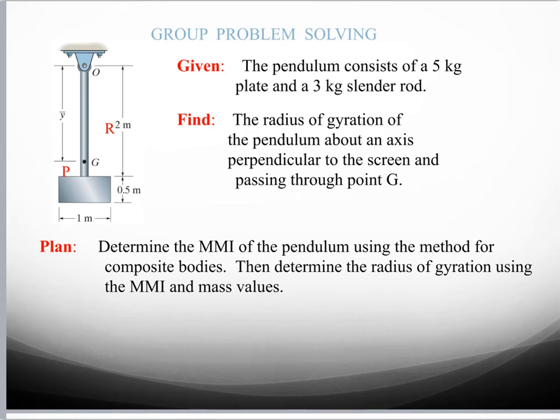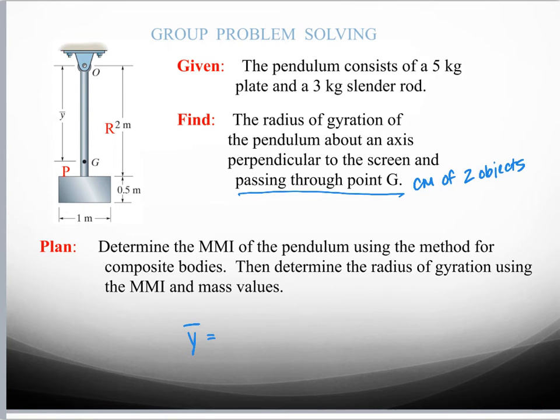And now we're going to do one more, and this one's a little bit more difficult, because notice that we're looking for the moment of inertia for an axis that's perpendicular to the screen and passing through point G. Point G is the center of mass of the two objects together. So we need to find out what y bar is. Y bar, and we're going to measure from the very top.